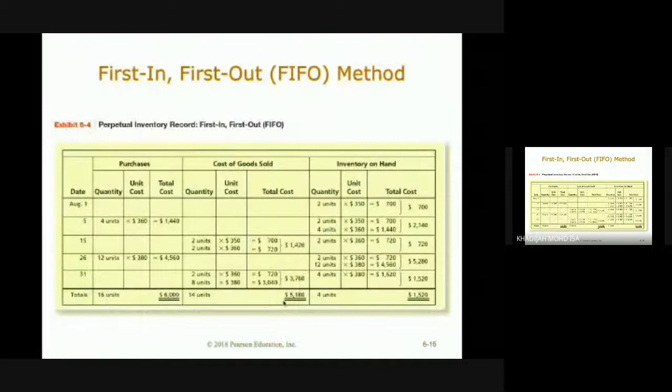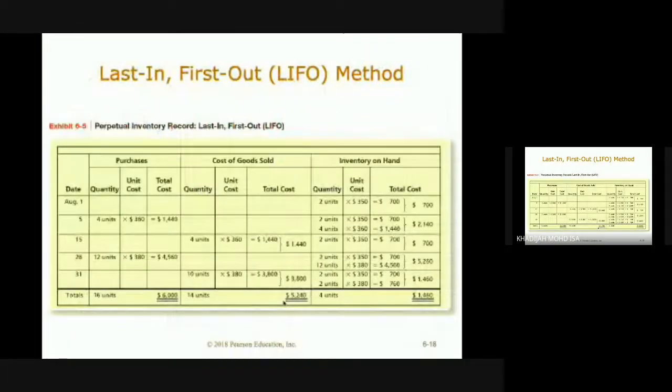5240, compared with 5180. So why is it more? The cost of goods sold is higher because it reflects the more recent purchases, which give you a higher unit cost. So that's why your cost of goods sold will be higher under LIFO. But your inventory in hand will be lower because it represents the old cost which is still not sold. The older cost is the cheaper, the unit cost is lower. Can you see the difference?